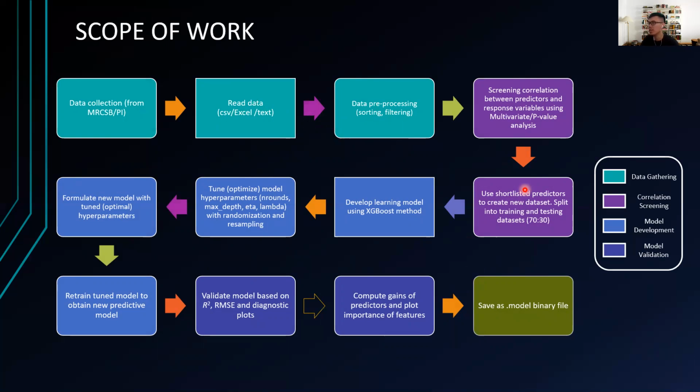And the first step in the analysis is usually to screen through the correlations of the process parameters with the targeted response using various statistical functions such as the multivariate and the p-value analysis. These screening functions indicate the hierarchy of importance of each predictor's contribution to the prediction of the targeted response. So with these functions, we then shortlist the predictors and form a new data set with a targeted response. Then split the data set into training and test set in 70:30 ratio. The next phase is the model development phase.